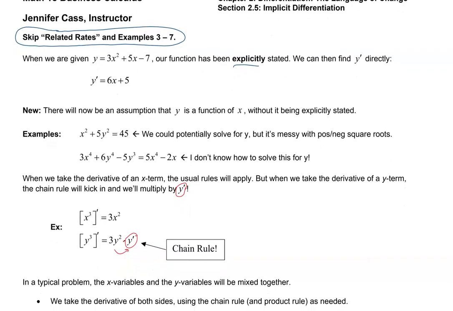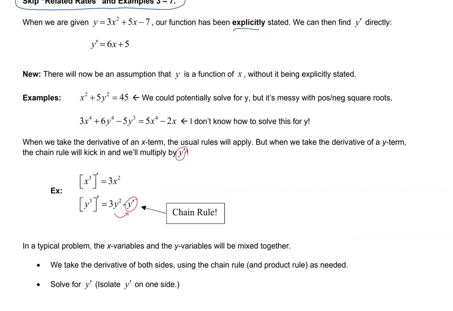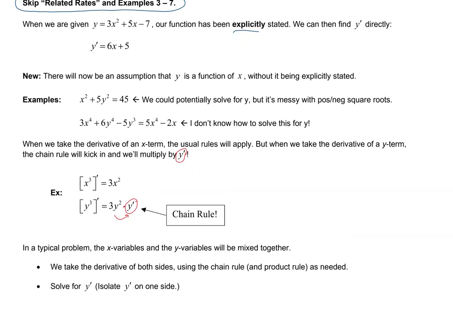So in a typical problem, the x variables and the y variables will be mixed together. The two steps are, sorry for the scrolling, we take the derivative of both sides using the chain rule and product rule as needed, and then we'll solve for that y prime. In other words, isolate y prime on one side so we can say y prime equals. And I'll say the answer may contain both x and y variables, just like the original equation.